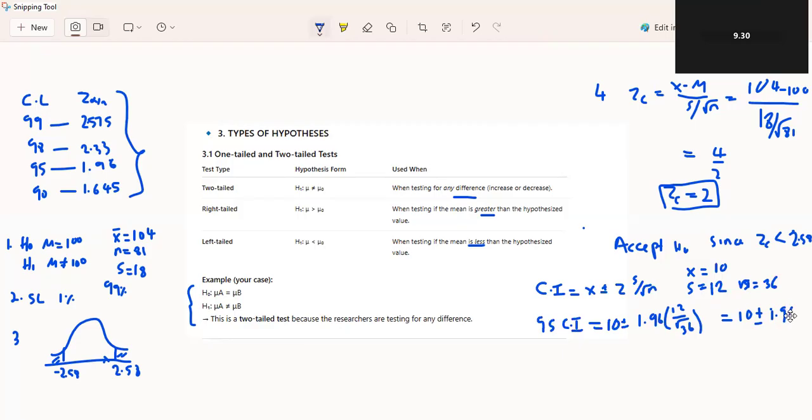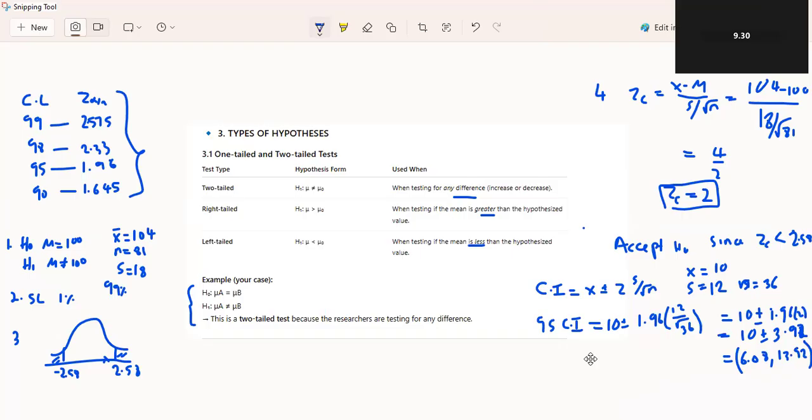1.96 times 2, so the 2 here will compute that. So what are we going to have? 1.96 times 2 is 3.92. We start first by finding the lower bound and the upper bound. So what is 10 minus 3.92? 6.08. And what is 10 plus 3.92? 13.92. So this is our lower bound and upper bound. So it's a range.